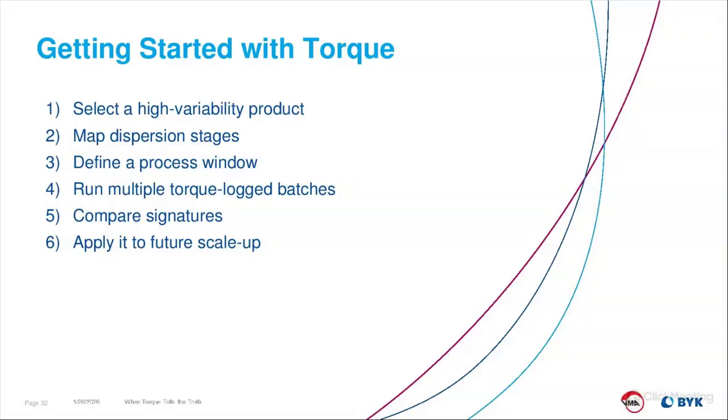Then you run multiple torque log batches. So you get your fingerprints. You start to compare those fingerprints. Once you get it nailed in, you have the ability to scale up from there. So it's not that complicated a process. And despite all these different steps, it can be a pretty quick situation.